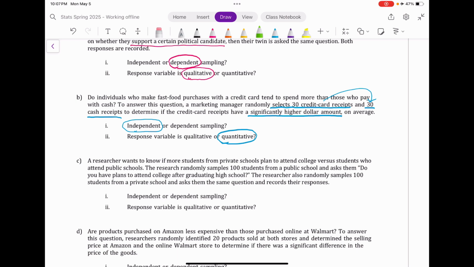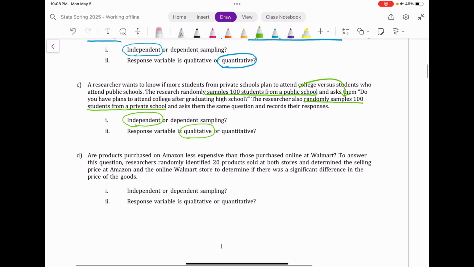Okay, part C, a researcher wants to know if more students from private schools plan to attend college versus students who attend public schools. The researcher randomly samples 100 students from a public school and asks them, do you have plans to attend college after graduating high school? The researcher also randomly samples 100 students from a private school. So also notice here that the sampling of the 100 students from the public school had no effect on the people chosen from the private school in the other sample. So this is independent sampling. And asking whether they have plans to attend college is a qualitative type of variable.